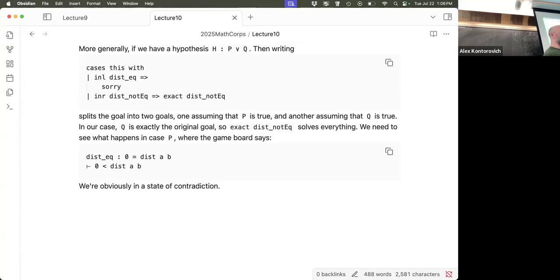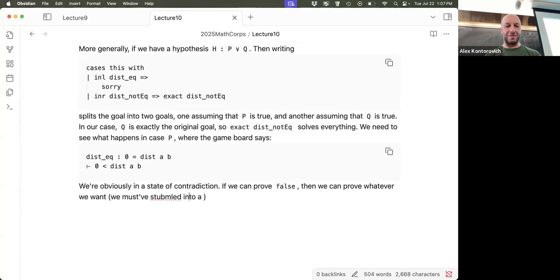So here's the magical thing. If you're in any situation and you can prove false, then you can prove anything. We must be in a situation that proves false. If we can prove false, then we can prove whatever we want. We must have stumbled into a, well, I already said, into a contradiction.